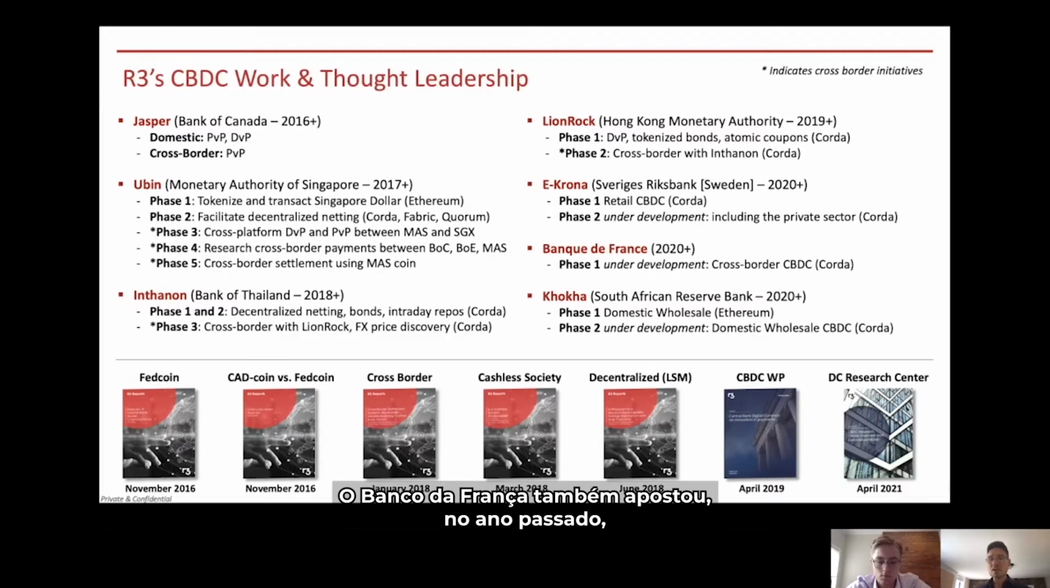The Bank of France as well last year kicked off a really exciting project more in the cross-border DvP space.